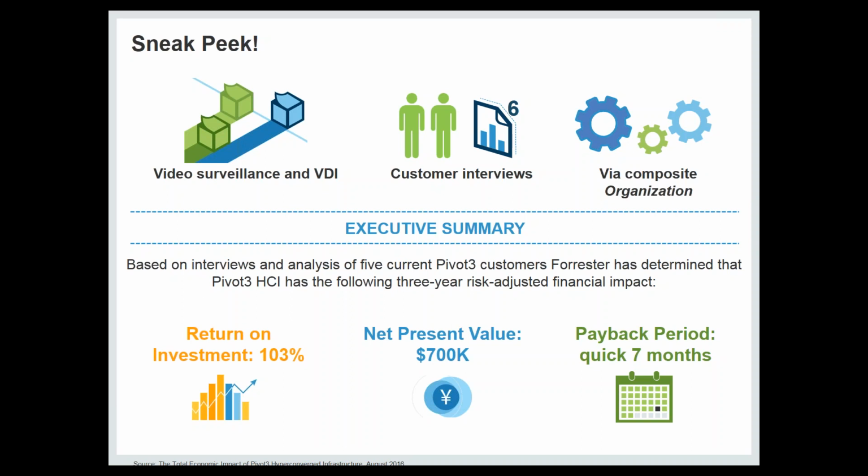The payback period is the time, usually measured in months, for an organization to recoup its initial investment in a solution. In this case study, the interviewed organizations averaged a very, very quick 7-month payback period, which is really an excellent metric. Next slide.